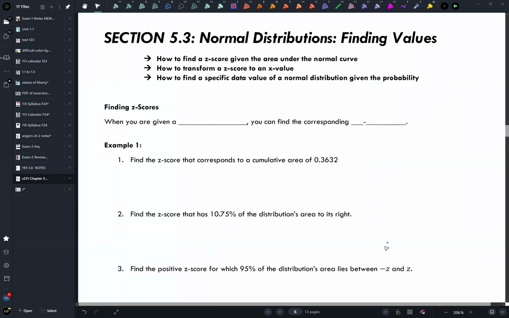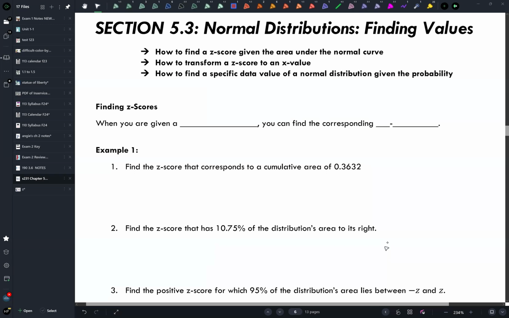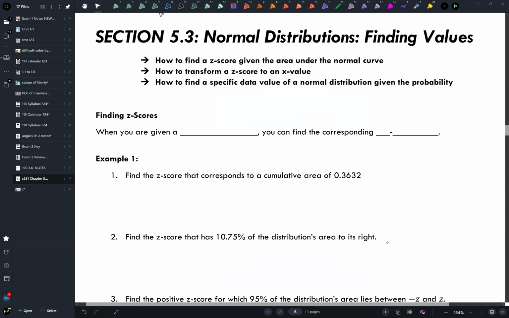So we're doing 5.3, which is on normal distributions, but finding values in a normal distribution. When we say values, you're finding other things, maybe other than probabilities. You might be given a probability and find a z-score, or find your x value that corresponds to a certain z-score. And that's what we're going to see in this section. So let's start. First, when you're given a probability, you can find the corresponding z-score.